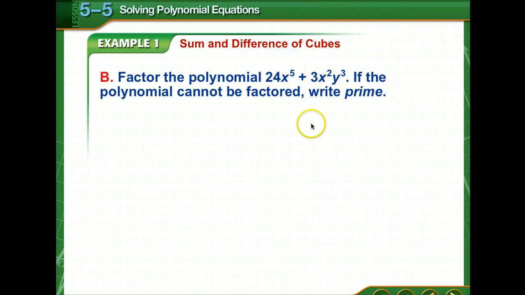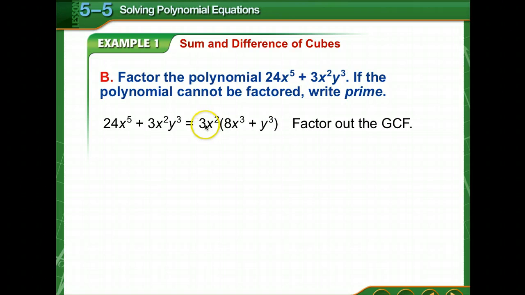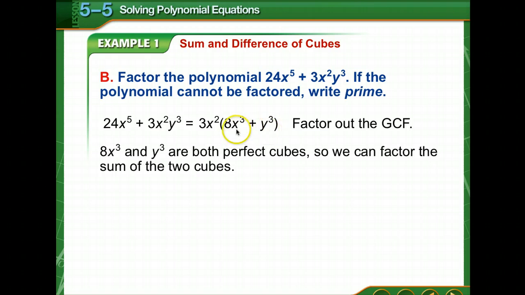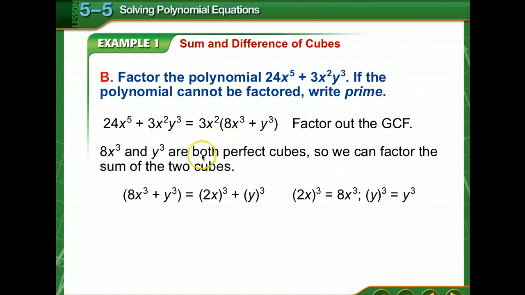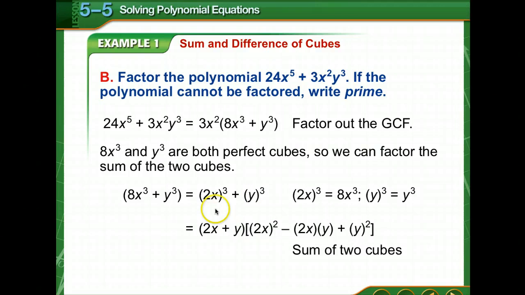We're to factor this one. Well, first thing I notice is a 3 goes into both of these, and x squared. So we need to first factor out the greatest common factor, 3x squared. That leaves us 8x cubed plus y cubed. Now we've got some perfect cubes. So we can factor 8x cubed is 2x cubed, and y cubed is y cubed. So using our pattern, 2x plus y times the quantity of a squared minus a times b plus b squared, if you list 2x as a and y as b.